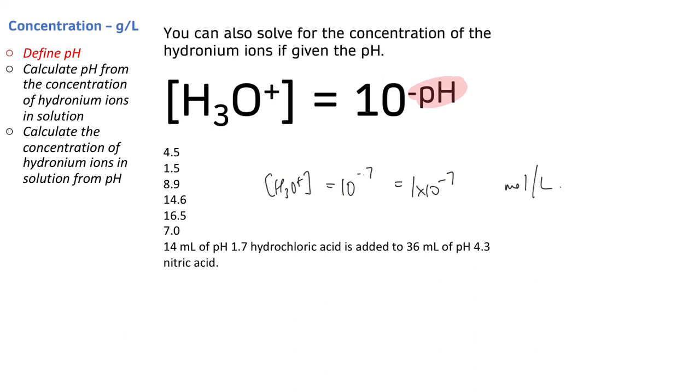All right, so let's go to the last one. So 14 mils of pH 1.7 hydrochloric acid is added to 36 mils of pH 4.3 nitric acid. What will be the final concentration of hydronium ions? So let's go do that one together.